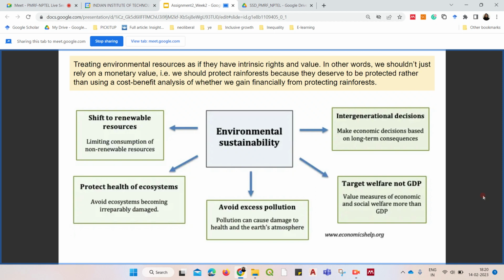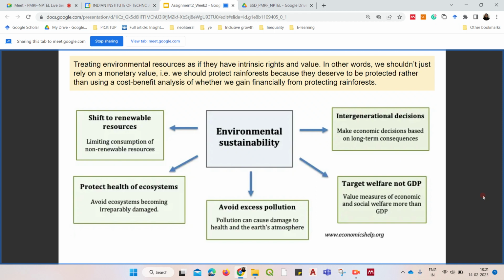Then coming to protection of health of ecosystems. So avoiding excess pollution is one component of protection of health of ecosystem. Then several other things can be part of protecting the health of ecosystem. Ecosystem health can be impacted by many small and big changes which we make. So the way we use the environmental resources, what output we produce, at what rate we are using, are we using it at such a fast rate that it's not able to regenerate. All those things affect the health of ecosystem.